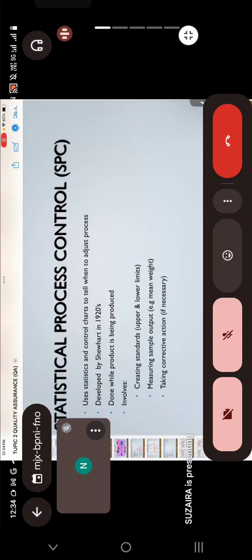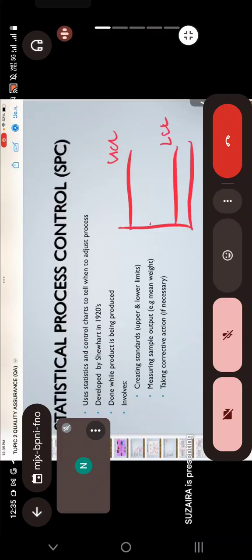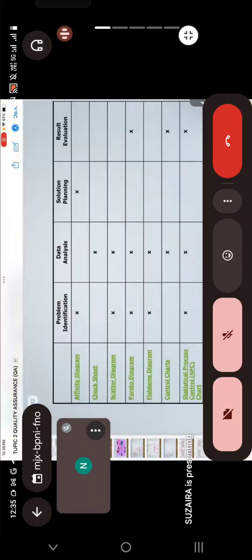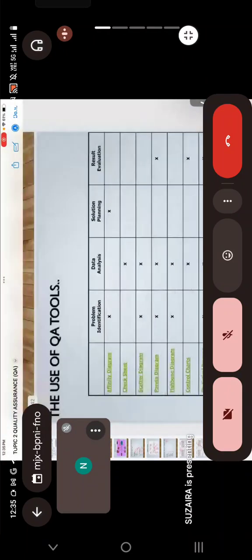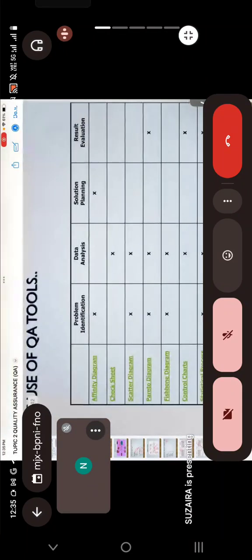And we already covered the control chart. What you need to do is come up with the UCL and LCL, and we also have the center line. Basically we have two types: one is for variables, the other is for attributes. Variables use the X and R chart, attributes use the P and C chart. So this is the overall use of the tools.